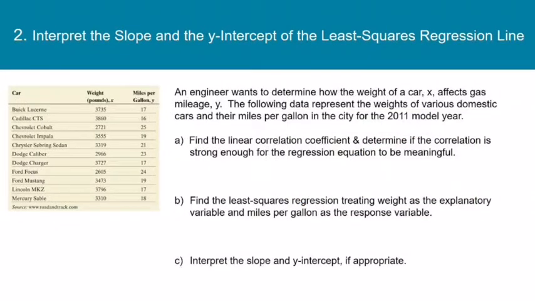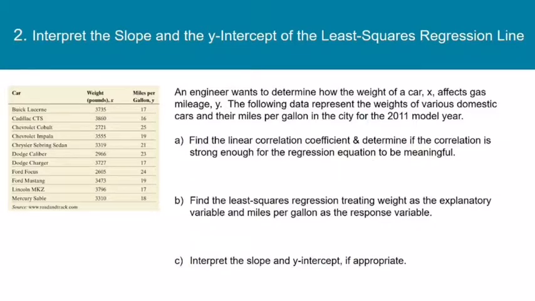Now let's look at a new set of data. So here I have a table with the weight of some different models of cars and miles per gallon for each of those cars. And the problem says an engineer wants to determine how the weight of a car x affects the mileage y. The following data represent the weights of various domestic cars and their miles per gallon in the city for the 2011 model year. Find the linear correlation coefficient and determine if the correlation is strong enough for the regression equation to be meaningful.